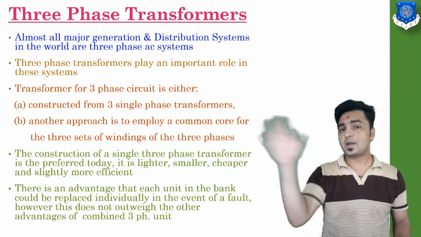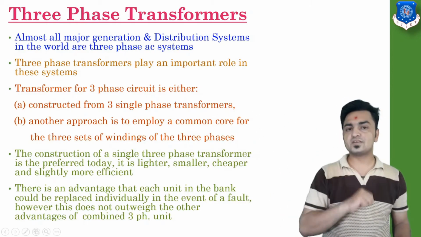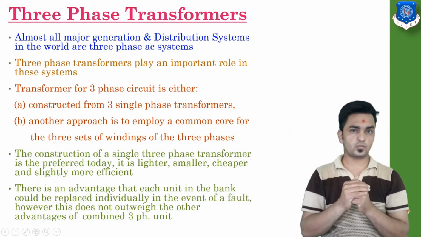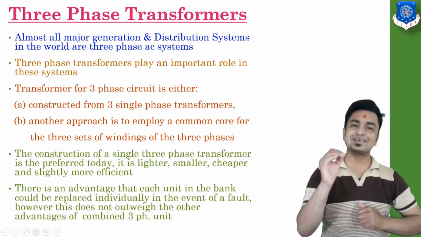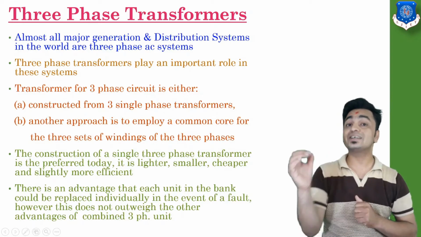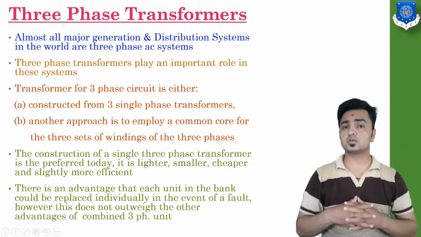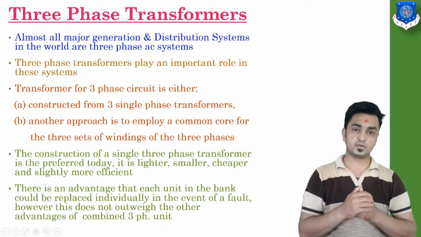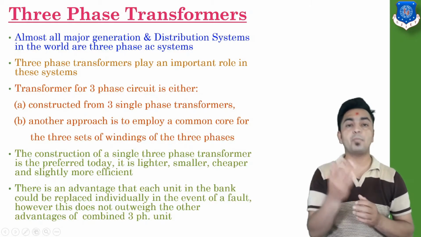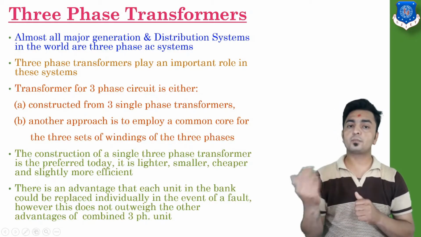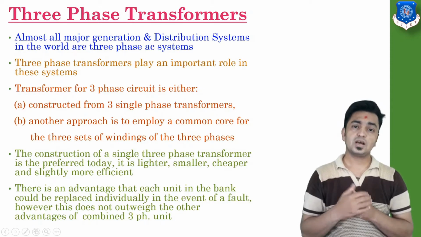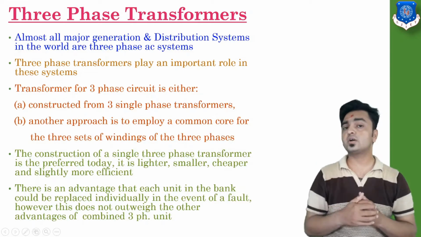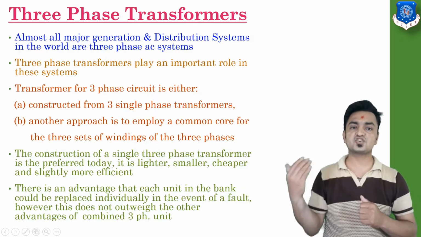We can separately consider three single-phase transformers, and by combining those three single-phase transformers, we can design one single three-phase transformer. Or you can construct a three-phase transformer using a single body, meaning a single bank. Here we will discuss both types of structure. They have their own advantages and disadvantages.